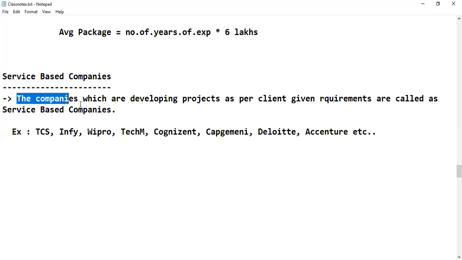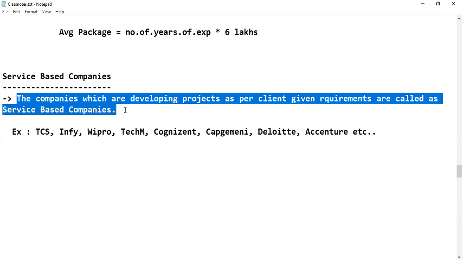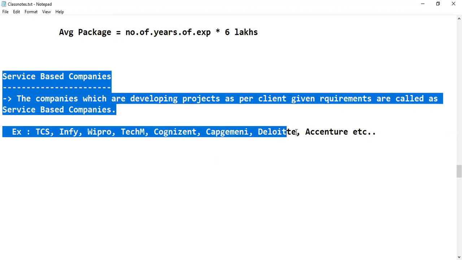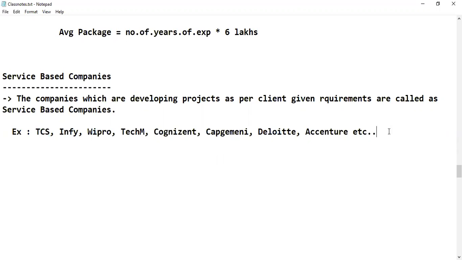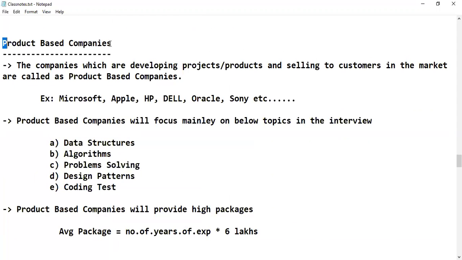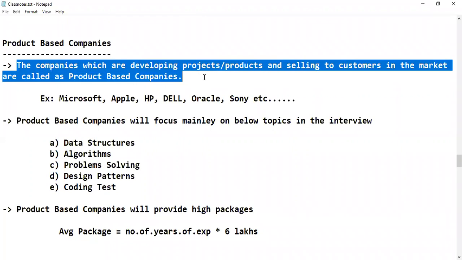So here, these companies are providing the service for the people. Now, if you want a project, you go and talk to TCS, you give the requirements to TCS, then they will tell you how much amount they want from you. So based on your amount, based on your budget, based on your requirement, these companies will develop the projects for you. The companies which are developing the projects as per the given requirement are called service-based companies. But for the product-based company, is there any client available? Is anybody giving the requirement for the product-based company?